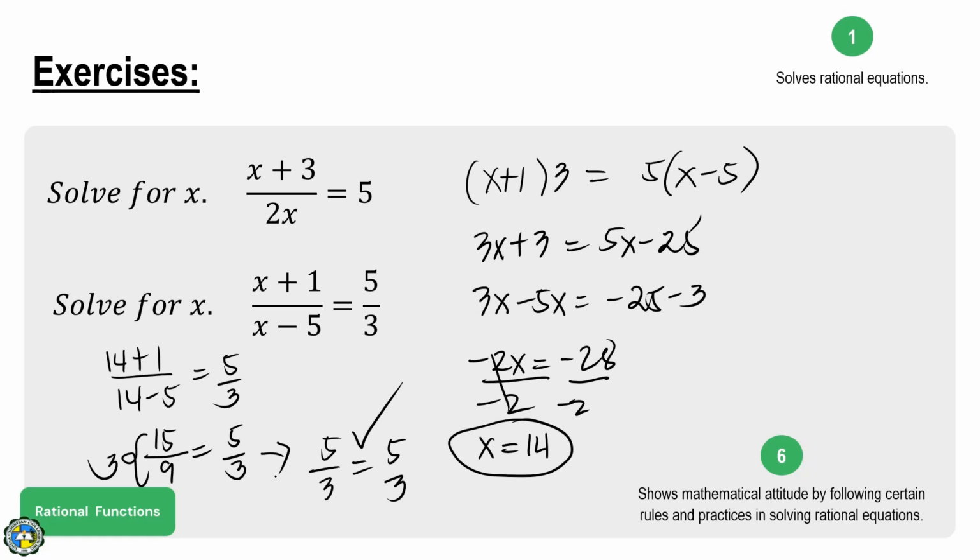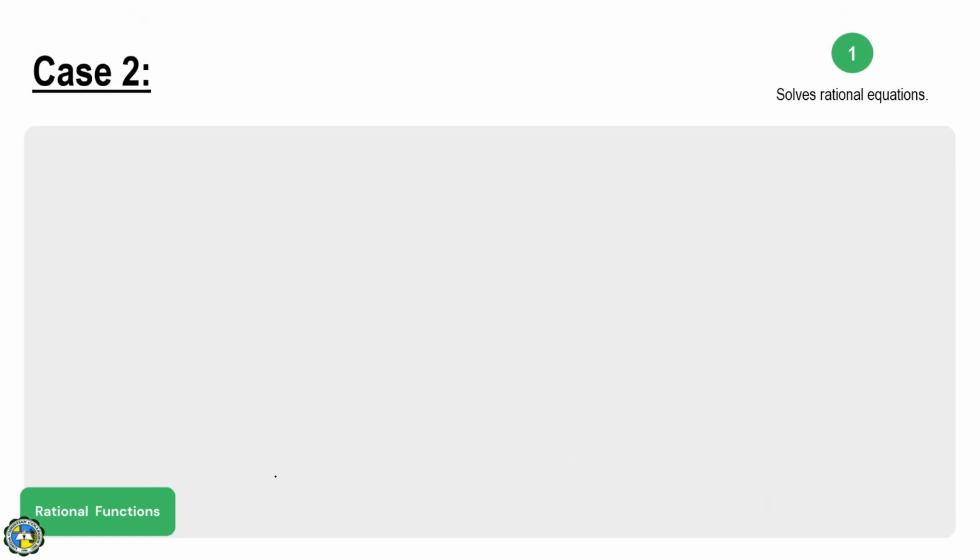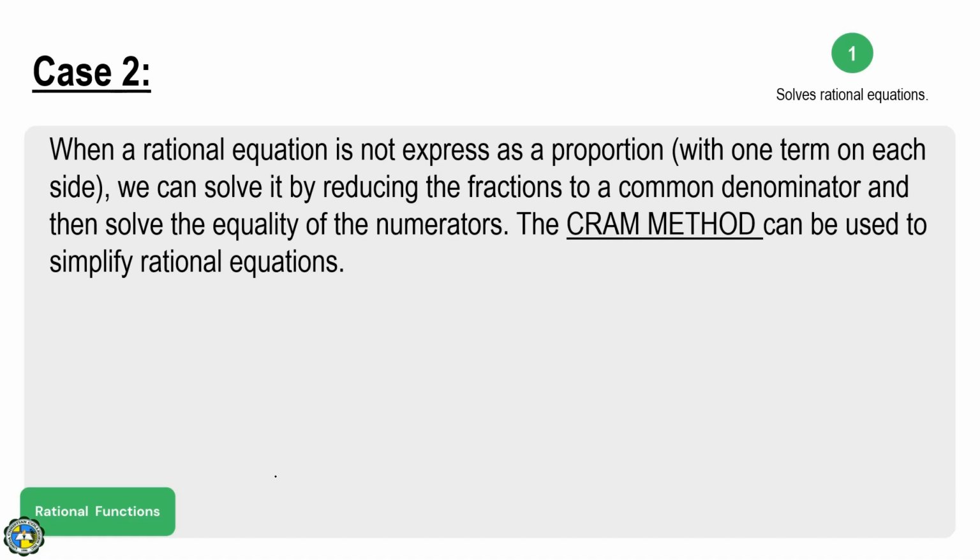So, hope that we learn, no, on how are we going to perform our case 1 using cross multiplication. So proceed po tayo sa other way on how to eliminate the fraction, the case 2. So when a rational equation is not expressed as a proportion, meaning to say with one term on each side, o kaya po hindi po pareho yung dami ng term na involved sa side natin, we can solve it by reducing the fraction to a common denominator and then solve the equality of the numerators.